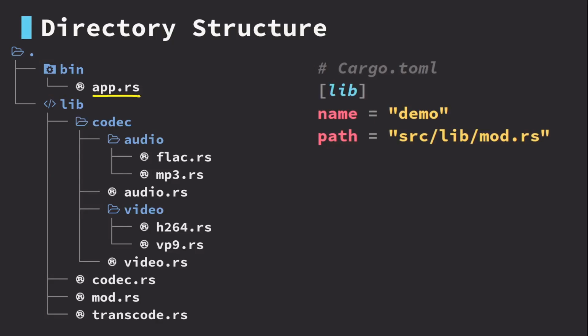All of the Rust files within a bin directory are going to be generated as an executable file. So we'll have an app executable that'll be generated when we build the program. And if we add more Rust source files here, then each one will have its own corresponding binary.